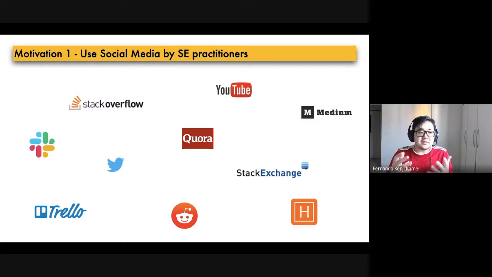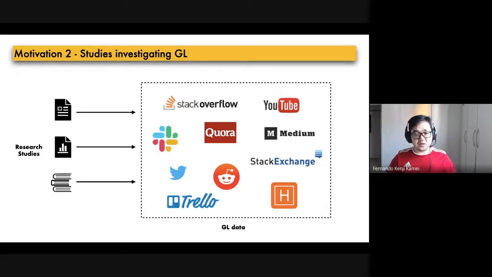So to conduct this study, we have some motivations. The first motivation is the increased use of social media and communication channels by software engineering practitioners, who use them to share and acquire knowledge easier and quicker. The second motivation is related to the increased use of studies that investigated gray literature sources, both in primary, secondary, or tertiary studies.